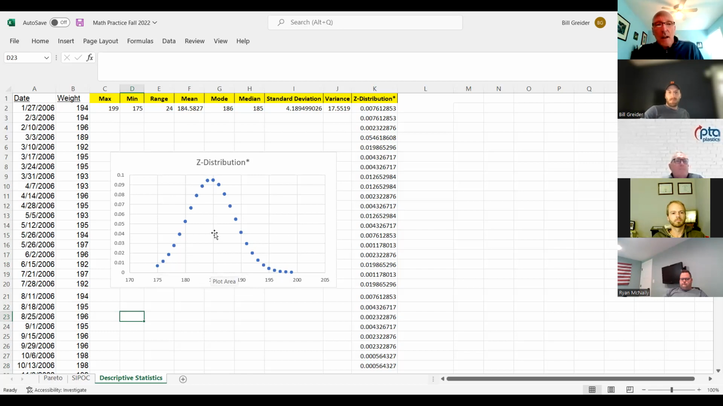You also see that this is close to a Z distribution. What that means is that my mean, my mode, and my median are pretty much on the same line. So the average, the value that occurs the most often, and the center of my data set are all right here. And it's pretty close. I got 184 for the mean, 186 for the mode. So it's almost a true Z distribution.